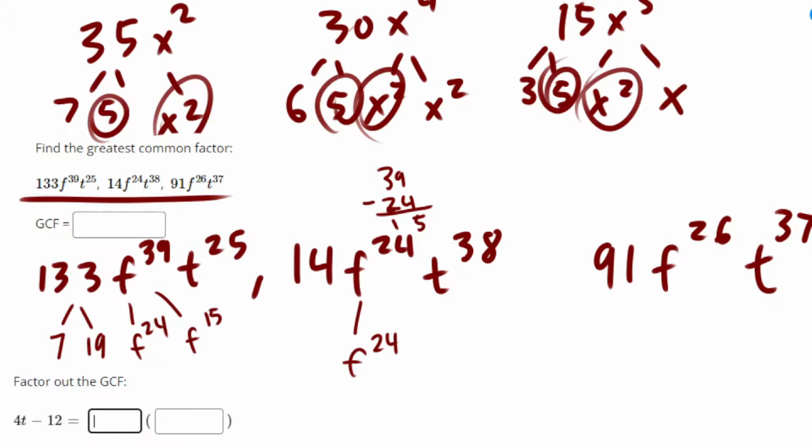And then same for the t. Our t of the lowest term is 25 here. So we'll do t to the 25, and we can take out a t to the 25 here.